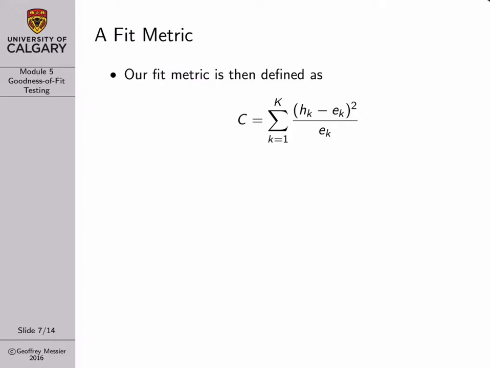For every single one of the k histogram bins, we take the difference between the experimental number of samples and our expected number of samples. We square that difference to get rid of the sign, and then we normalize by the size of the bin.